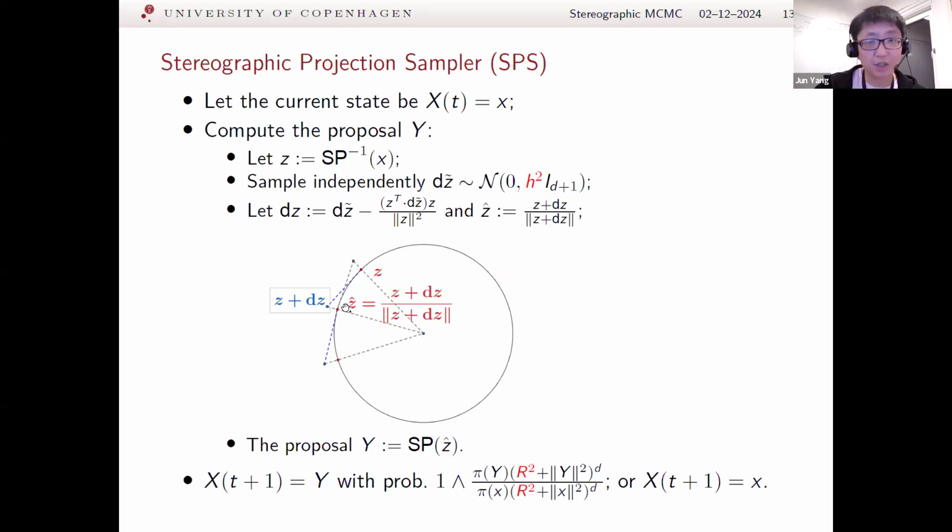So the radius is always 1. But before I project it back to Euclidean space, I will choose the radius. I will enlarge the sphere, so the radius equals capital R, which is another tuning parameter. Then I will use the stereographic projection to project it to Euclidean space. So you can see this algorithm only has 2 tuning parameters. One is the proposal variance or proposal step size on the unit sphere, and then I have the radius of the sphere. Okay, so this is the first algorithm.